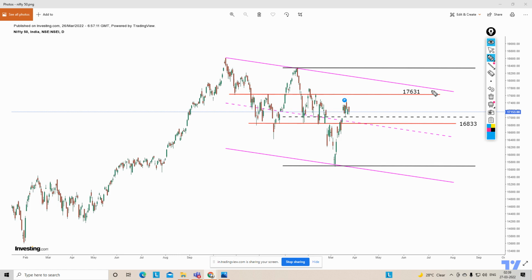So the purpose behind making today's video was that Nifty and Bank Nifty are showing a very different character, which is not quite an often scenario, at least as far as our markets are concerned, right?